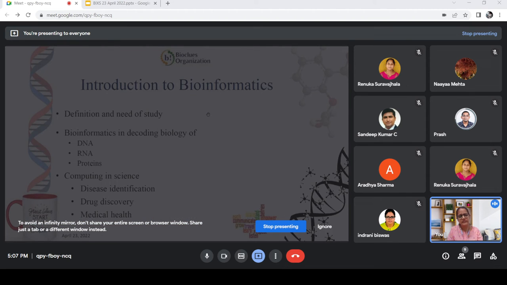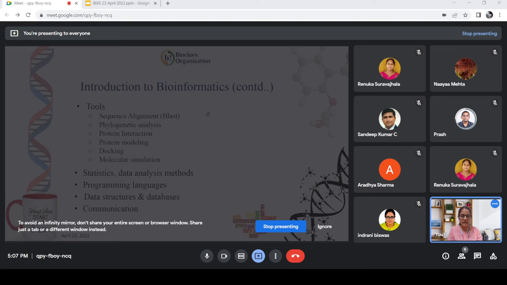So, in today's session, we will be talking about what bioinformatics is and why we need to study it. How bioinformatics deals with decoding the biology of DNA, RNA, and protein, which helps us in disease diagnosis, drug discovery, and aiding our medical health facilities via various tools such as sequence alignment through BLAST, phylogenetic analysis, protein interaction, protein modeling, docking, and molecular simulations.